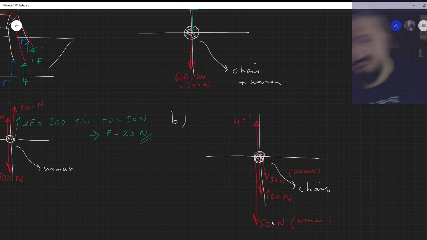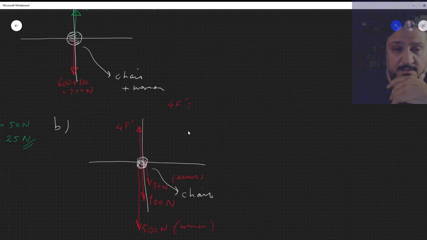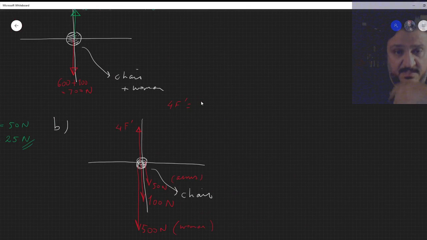Okay, so that's all. These forces should add up to 0. That's how we have equilibrium. So this gives me exactly what I need. So 4F prime is equal to 50 newtons plus 100 newtons plus 500 newtons.